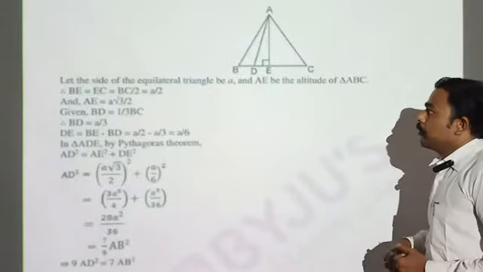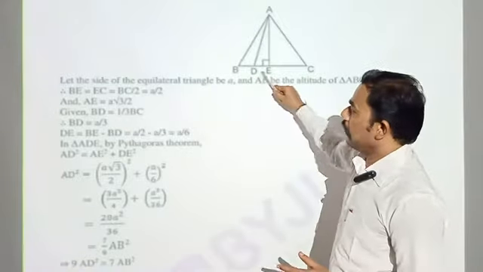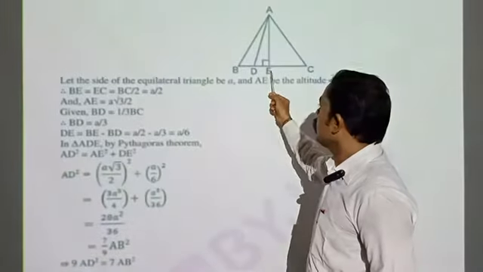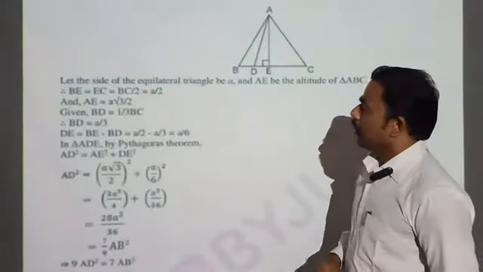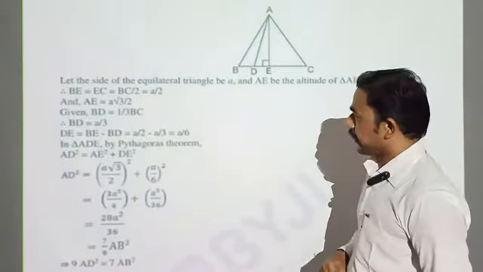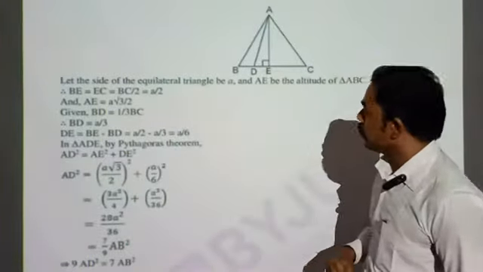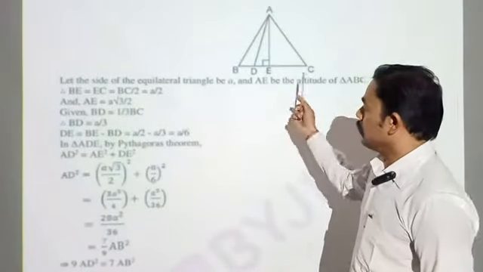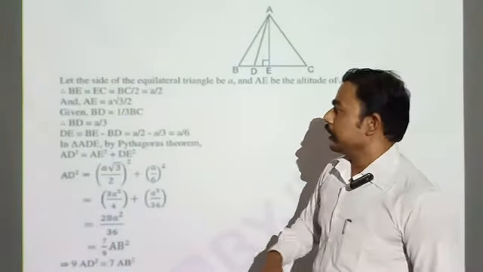Now just think about this point. It's an equilateral triangle. If you have a side A, then automatically BE is A by 2. So BE is equal to EC, and BC divided by 2 is equal to A by 2. Now AE, we already know that it's the height of the equilateral triangle, A into root 3 by 2. If the side of the equilateral triangle is A, we can use AE equal to A into root 3 by 2.